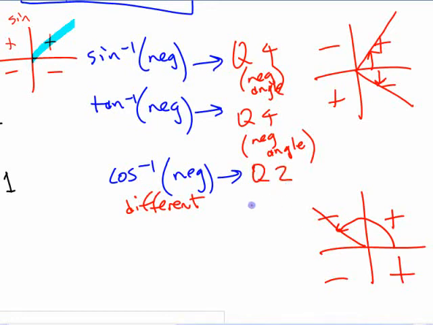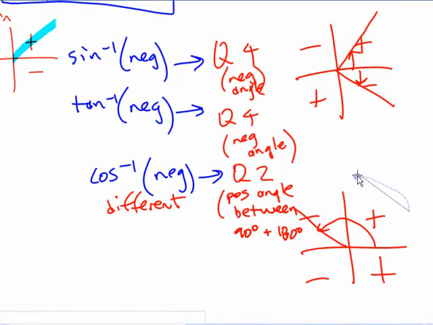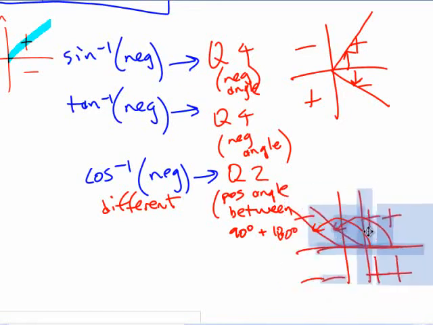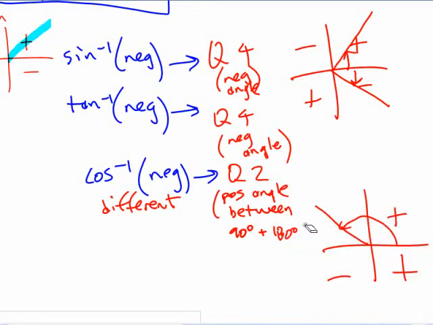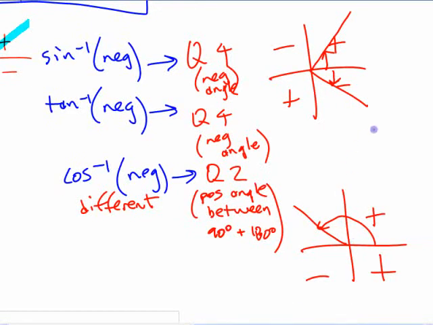Okay? Quadrant 2, positive angle between 90 and 180. Does that make sense to you? You have probably used the cosine law before. You might use it in physics. The cosine law is better than the sine law sometimes when you're finding angles because it gives you an answer all the way from 0 to 180. The sine law has an ambiguity in it that it's possible you can have two different answers, this angle or this angle. We don't need to get into that now.